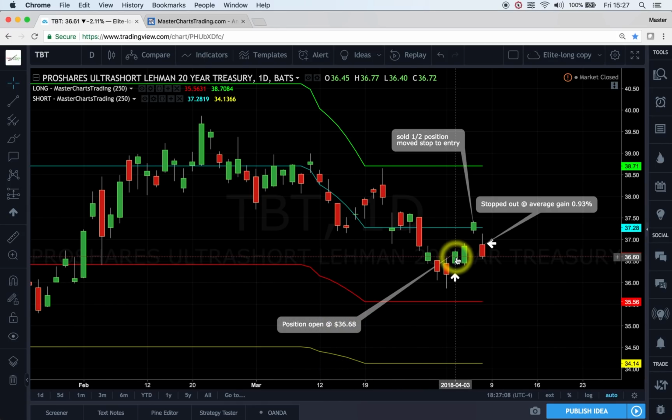I entered here on the 3rd of April. My target was relatively tight, and I sold half of my position at my target here. And then I moved my stop to entry that same date. And then today, on the 6th of April 2018, I got stopped out at my entry. So overall, I had half my position at decent profit and half my position above cost. So overall, it's still a profitable transaction.